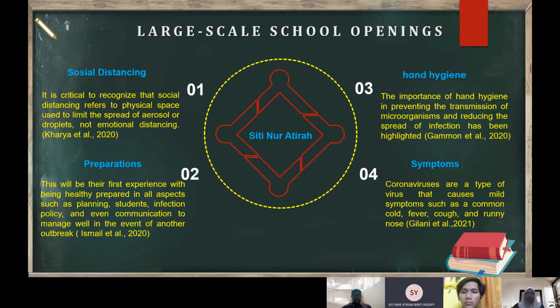Coronaviruses are a type of virus that cause mild symptoms such as a common cold, fever, cold, and runny nose. Coronavirus has had a significant impact thus far because of how widespread it is, due to how easily and quickly it can spread throughout our community. That is all from me. Now we go to the next presenter.